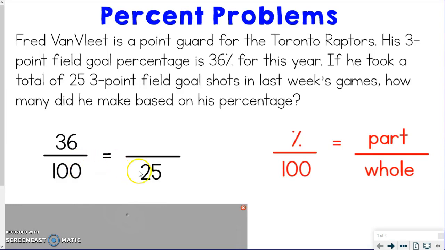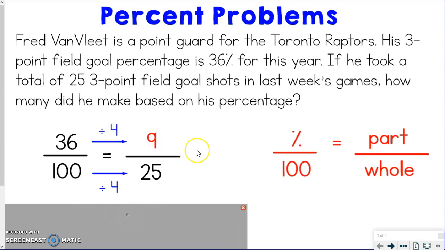And so I'm going to look across first, and I notice going from 100 down to 25, I'm dividing by 4. So I'm going to do the exact same thing on the top. I'm going to do 36 divided by 4, doing the exact same thing from the bottom to the top. So when I do that, I end up with 9.